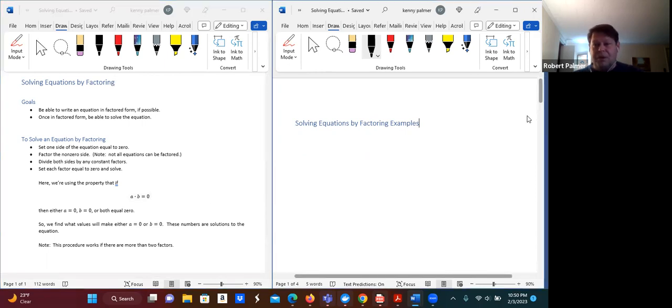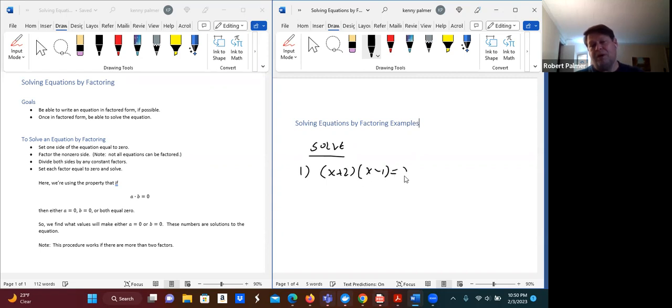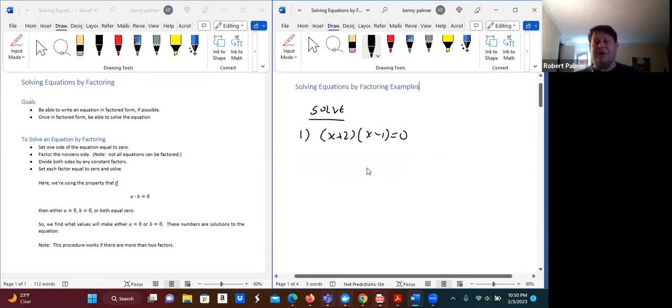Okay, so let's take a look at our first example. First, we'll just do a very basic one. It's already in factored form to explain how this works. So number one, let's say we have (x + 2)(x - 1) = 0. Okay, this is already in factored form.